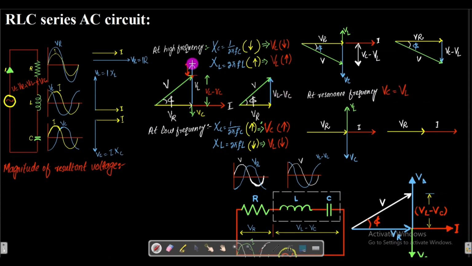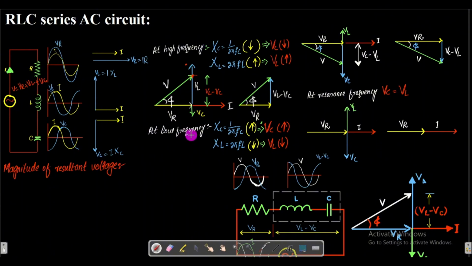VL is up to here, and this resultant is drawn up to here. So we take this side as VL minus VC, and this is the resultant. We know the resultant starts from the tail of the first vector and joins the head of the last vector. In this case the resultant is actually the applied voltage source, so we put here V, and this is the triangle for that.